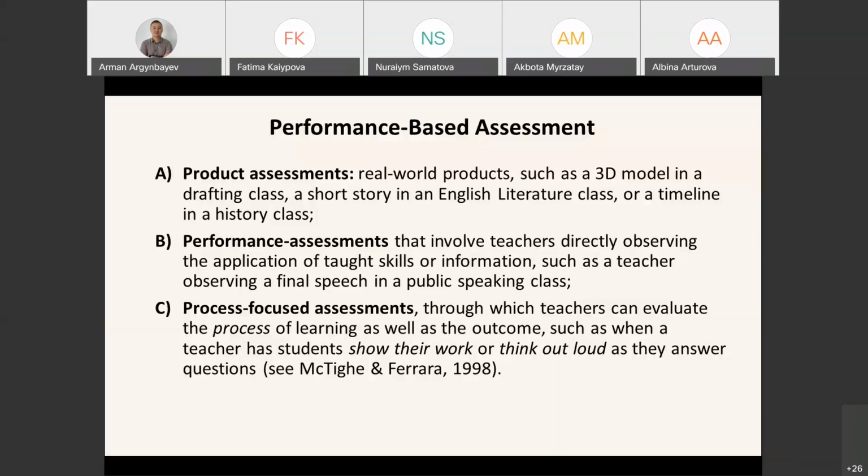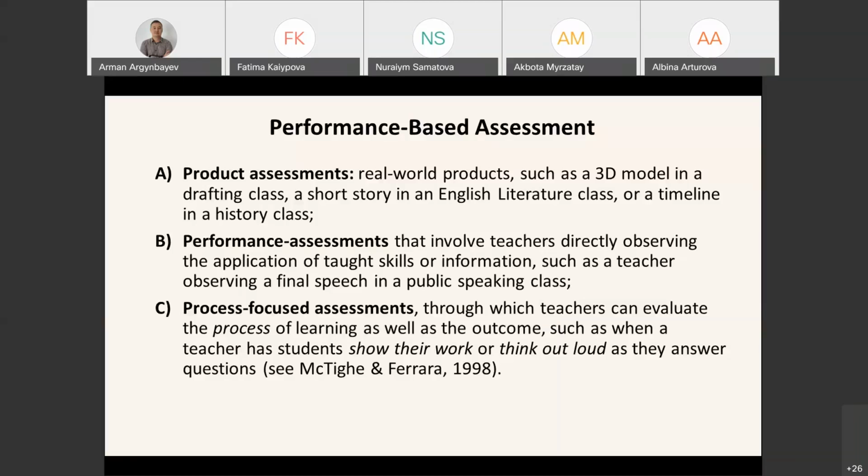All right. The second one is performance assessments. When teachers directly observe the application of taught skills or information. So it might be observing a final speech in the public speaking class, presentations. When students present something.